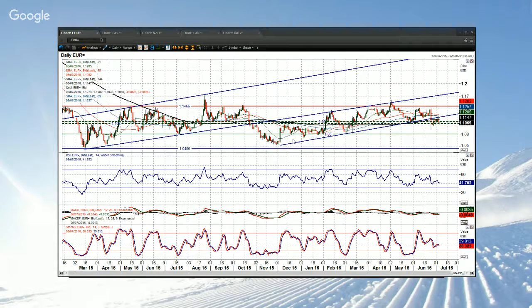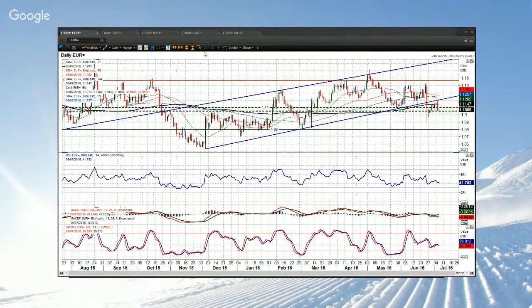What have we got now? Well, we've had a similar looking uptrend channel, and we've got a similar looking downside break. And the chances are, with Mario Draghi talking about the prospect of competitive devaluation, we're going to see further monetary easing from the ECB.